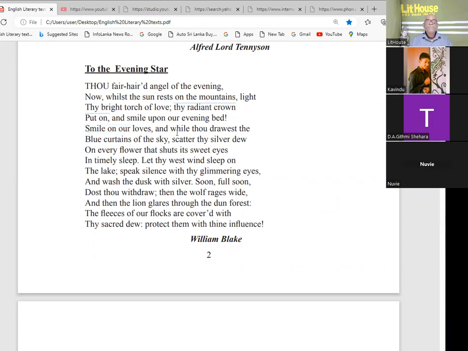Next. And while thou drawest the blue curtains. Now draws means close, draw. Curtains are drawn. Draw simply means close. Drawing the curtain. When you draw the blue curtains of the sky, what is the image? What is the visual image given by this phrase? Blue curtains of the sky. Right.